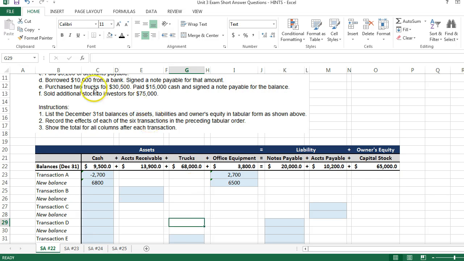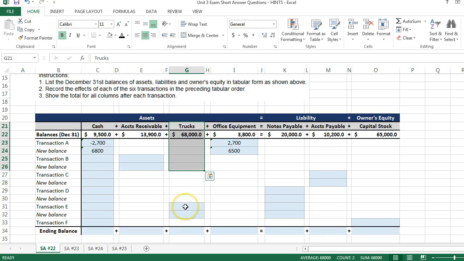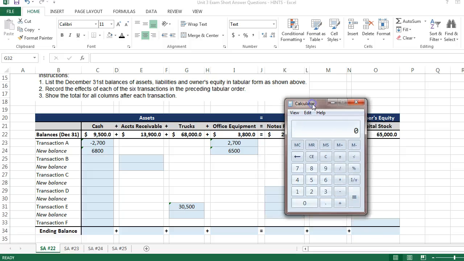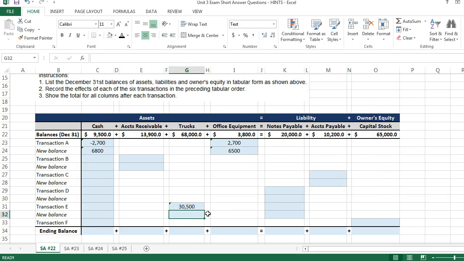So we purchased 2 trucks. So we look at our truck account. We just purchased 2 trucks in the amount of $30,500. So that's going to increase the value of trucks that we have on hand by $30,500. That gives us a new balance. We're going to want to calculate our balance by adding our original balance, $68,000 plus $30,500. Gives us a new balance of $98,500 for our trucks.